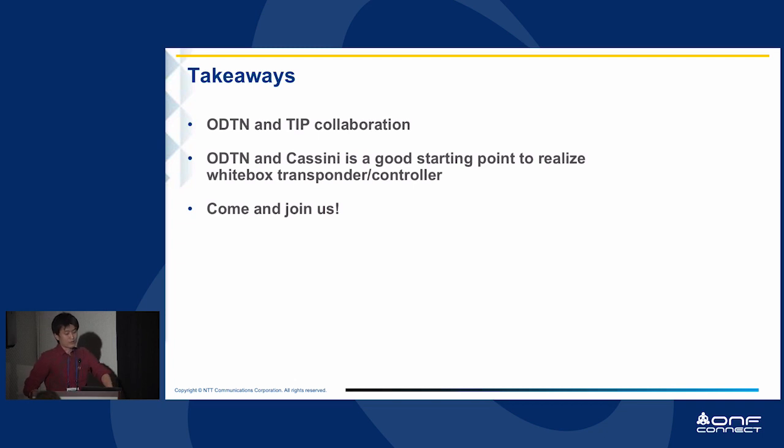And as takeaways, we tried to use a whitebox transponder for a disaggregated transport network and integrate it with ODTN. This challenge succeeded, even though we had a short time to do it. So we think ODTN and Cassini are a good starting point to realize a whitebox transponder and the controller.